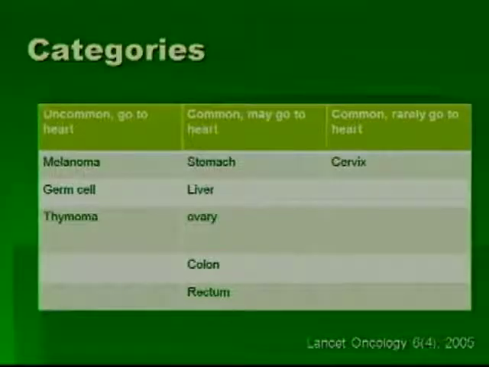There has been a categorical approach to characterizing metastasis to the heart. They've been divided into 3 categories, including cancers which are uncommon but tend to go to the heart, and those include melanoma, germ cell tumors, and thymomas. Then there is the category of tumors and cancers which are common and may have an intermediate potential to go to the heart: stomach, liver, ovary, colon, and rectum. And then there are tumors which are pretty common but almost never go to the heart, and that includes cervical tumors.